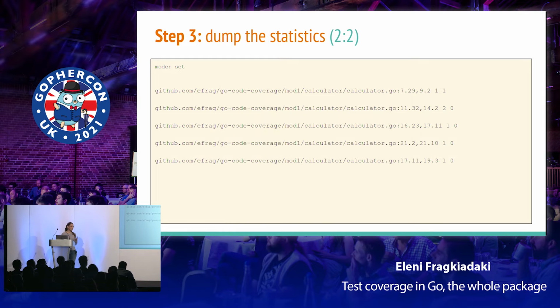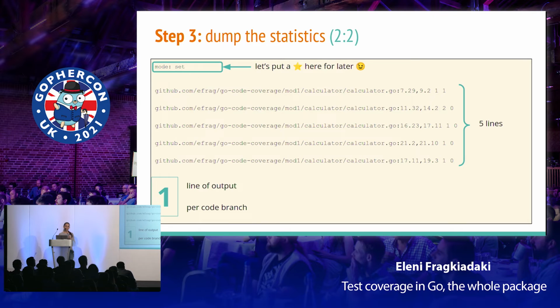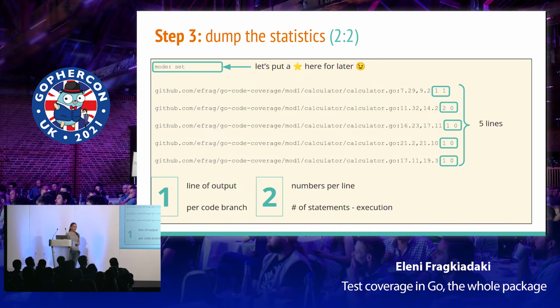If you do a less or cat or whatever, you see the contents of this file. You're going to see that the first line is mode: set. Sorry, another star here. We will come back to this again. And then it has lines that identify the branches that you have in the code. Basically, you will see 1 line for each code branch that exists in calculator.go. At the end of each line, you are going to see 2 numbers. The first number represents the number of statements within that code branch, and the second number represents whether that got executed whilst you were running your tests.